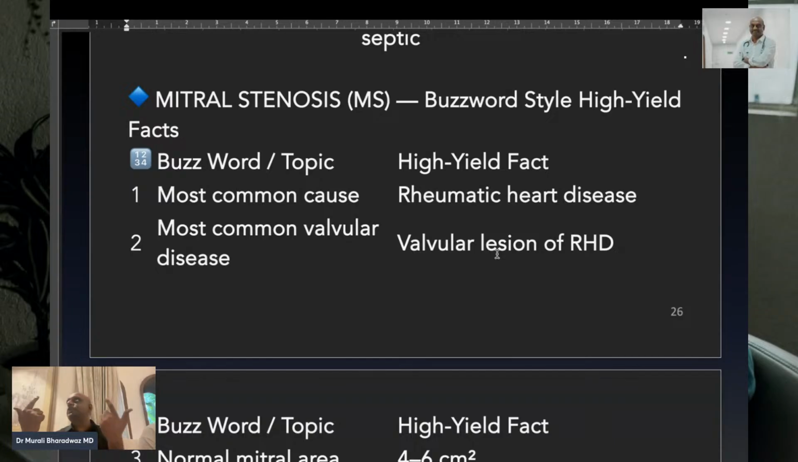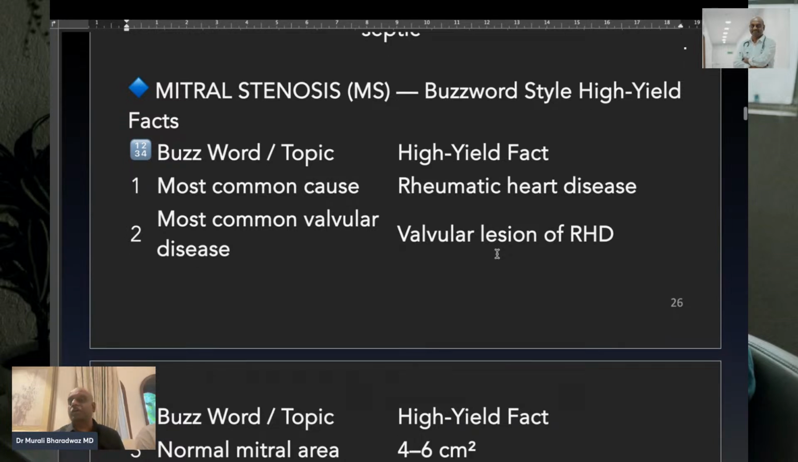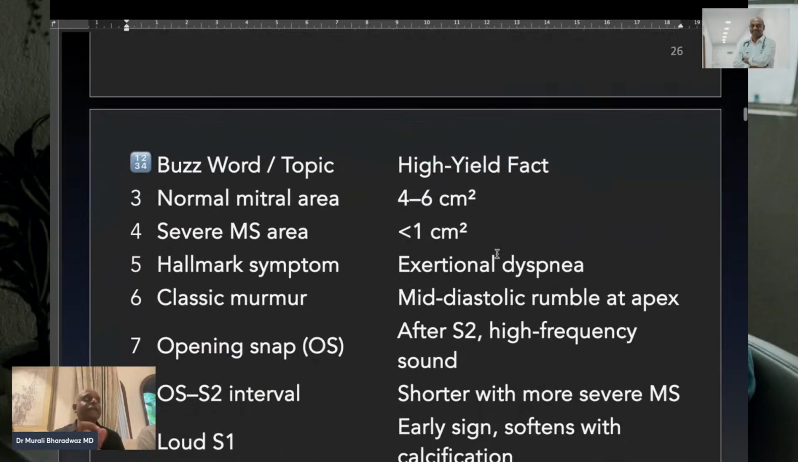Then comes mitral stenosis. Most common cause is rheumatic heart disease. Most common valvular disease typically happens. Mitral stenosis is because of rheumatic heart disease. Within rheumatic heart disease also, most common is MS. Normal mitral area is 4 to 6. Severe mitral stenosis if it is less than 1 centimeter square.